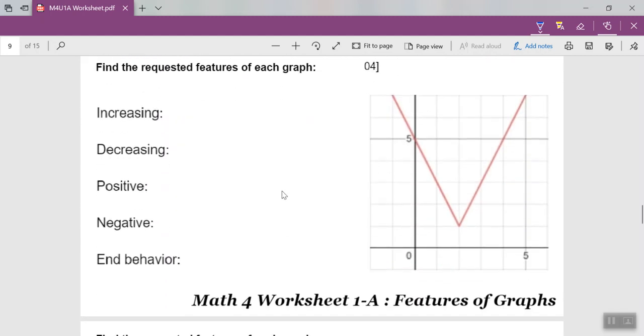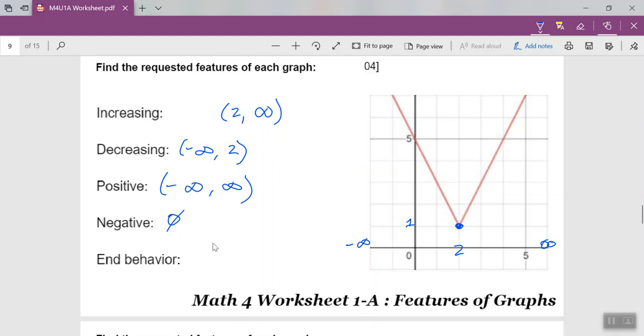Right. This graph, when we start looking at increasing and decreasing and such, we want to look at where it takes key turns, and then infinity on this end. So it is decreasing from negative infinity down to where x is 2. And then from 2, it picks up and increases to positive infinity. The whole thing is positive, and there are no breaks in it. There's nothing negative because there's nothing below the x-axis.